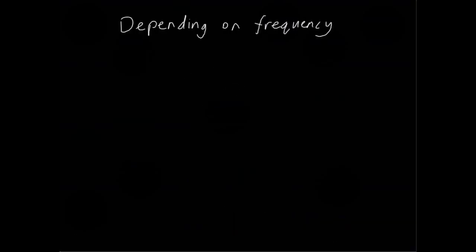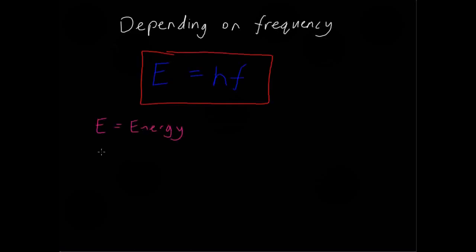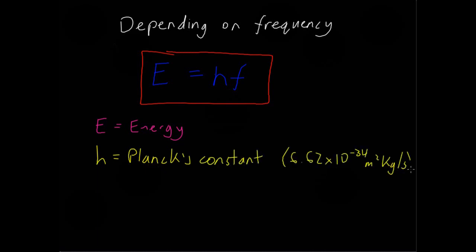Depending on the frequency of the wave, the energy of the light is different. This can be shown with the equation E equals hf, where E is equal to energy, h is equal to Planck's constant, and f is equal to the frequency of the light. That is, E is proportional to f, since h is a constant.